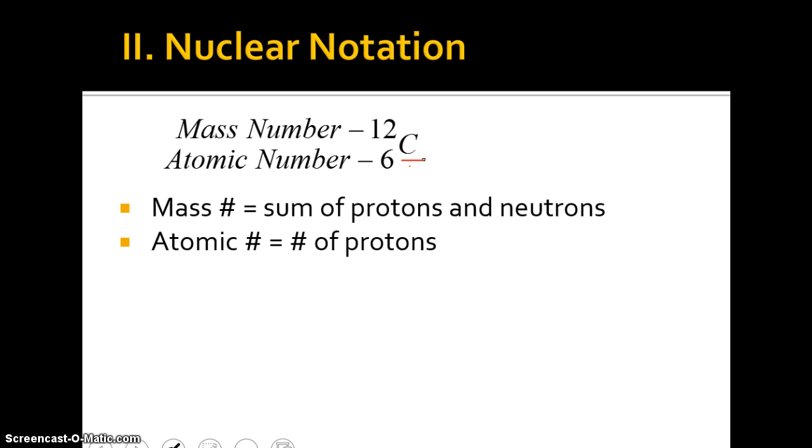So in this one, it has 6 protons, or if you look at carbon in the periodic table, its atomic number is 6, and then the mass number is the number above. So this is carbon 12.